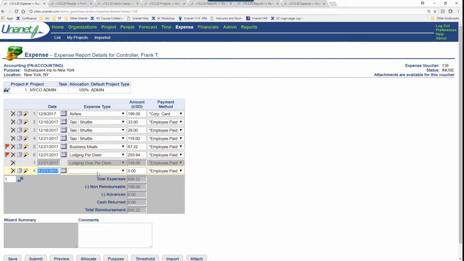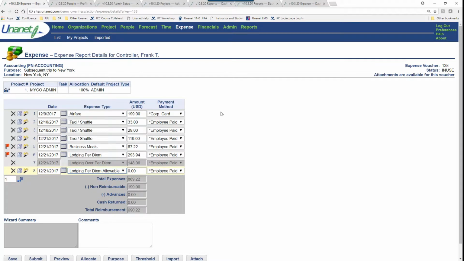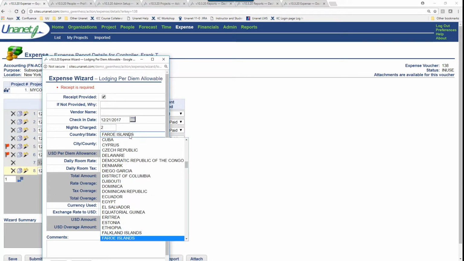Sometimes our contracts say, I know you're going to have difficulty finding something within the allowable amount, so I'm going to let you put that entire amount to bill back onto the contract. If that's the case, we're going to pick lodging per diem allowable. I'm going to put basically the exact same information that I put on the other one.